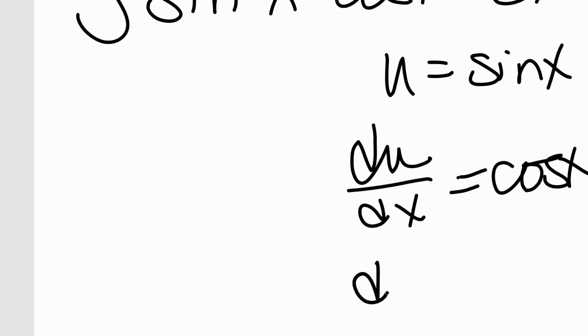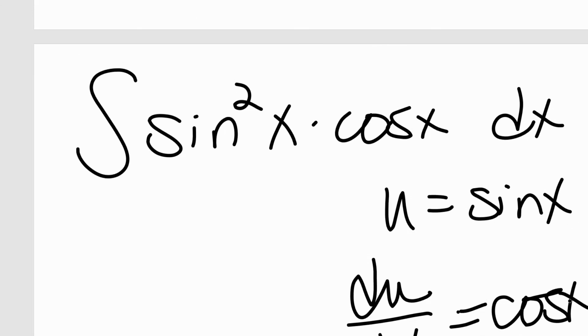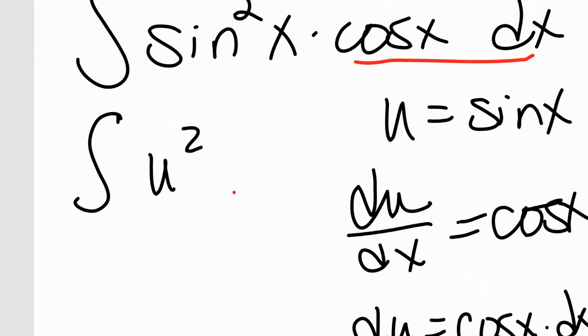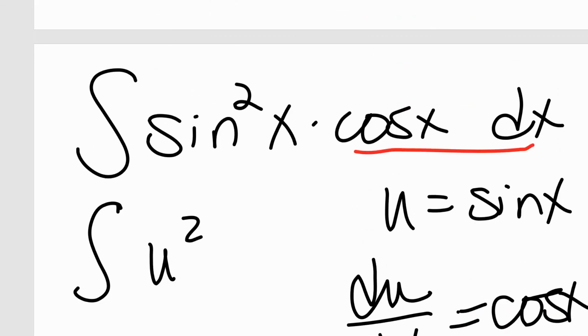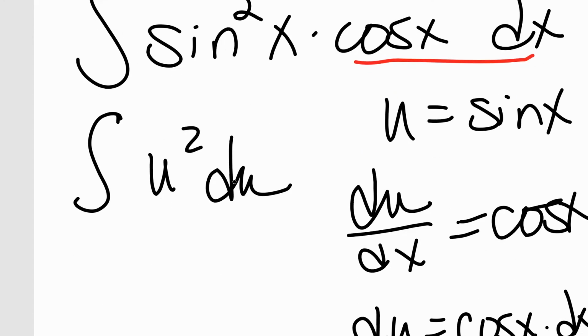So again, I want to get du by itself. I'm going to say du is cosine x times dx. So my integral then becomes the integral of, remember sine x is u, so this becomes u squared. And then cosine x dx, this whole thing here, becomes just du. So we always want to use direct substitution for that. Up top, it was always in terms of x. Now it is all in terms of u. I can go ahead and integrate.